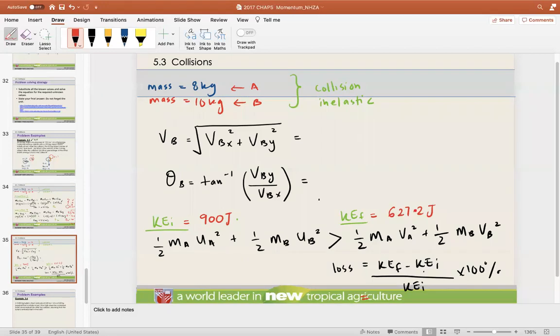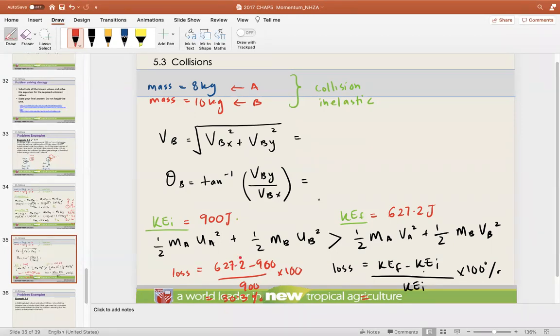So we have confirmed that our KE final is less than our KE initial, which means that we are losing energy. So now to calculate for the loss in energy, just use this equation, which is 627.2 minus 900 over 900 times with 100. What is that? Please help calculate. Thirty point three percent. Yeah, correct Damia. 30.3%. So we lost 30.3% energy.